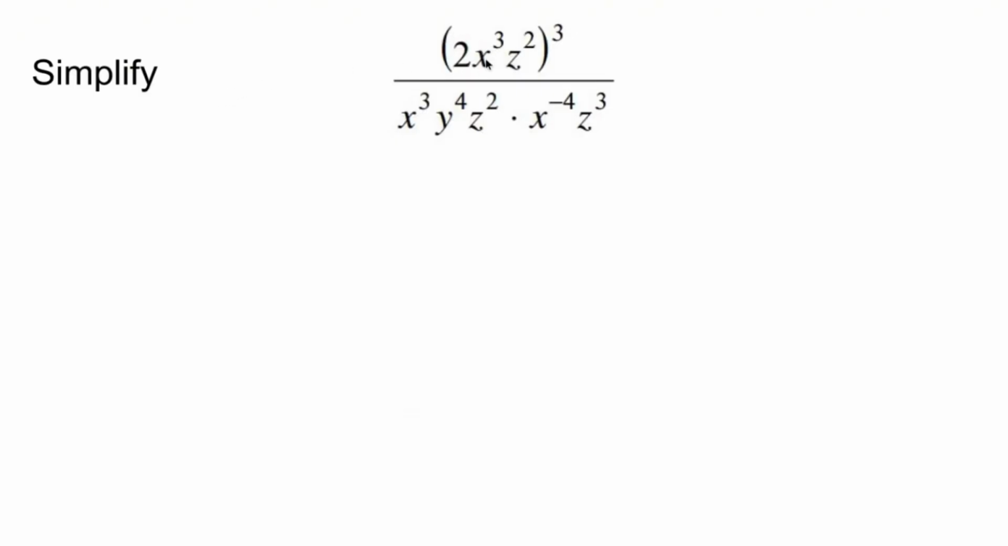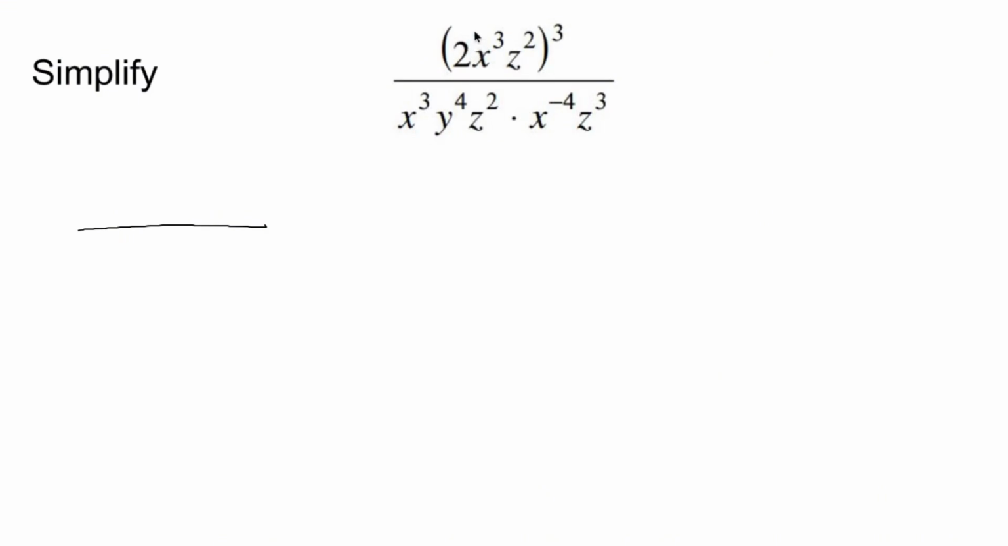Simplify in parentheses 2x to the third z squared, all of which to the third power, all over x cubed y to the fourth z squared, times x to the negative fourth z to the third. All right. Lots to do. First things first, I have a parentheses taken to an exponent, and inside the parentheses, I have a bunch of stuff going on with exponents too.